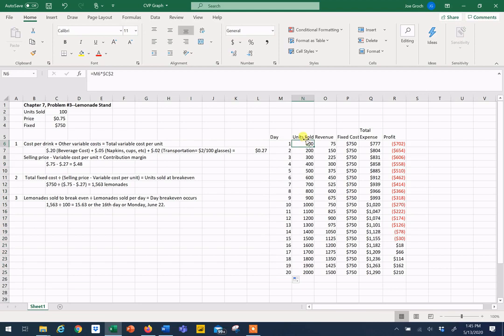So if we look at the total number of units sold over time, all it is going to be is 100 units times this, 100 units times that, and 100 units times that. So the way we create this formula is we take M6, which is day 1, and we multiply it by C2. If you notice, C2 is the units sold right up here.